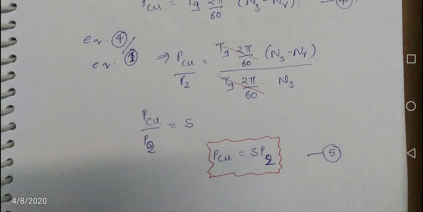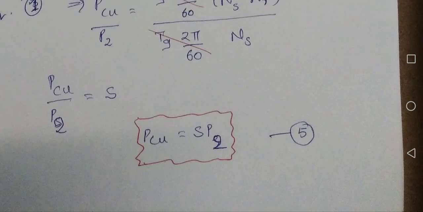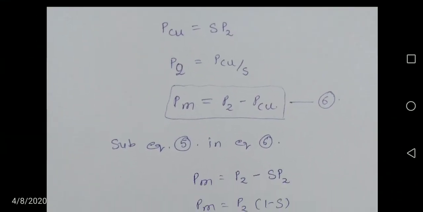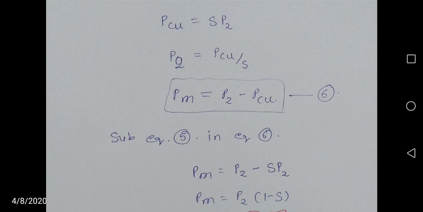The copper loss is equal to S P2, where S is the slip. The copper loss equals slip times the rotor input power. Here PCU equals S P2, and the rotor input power P2 equals rotor copper losses divided by slip.